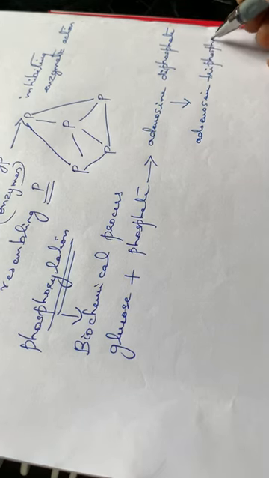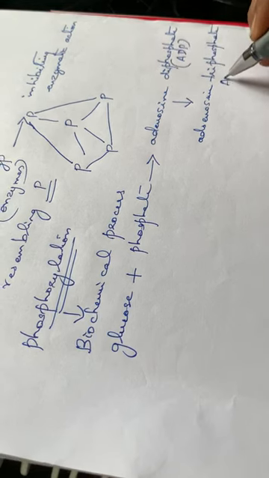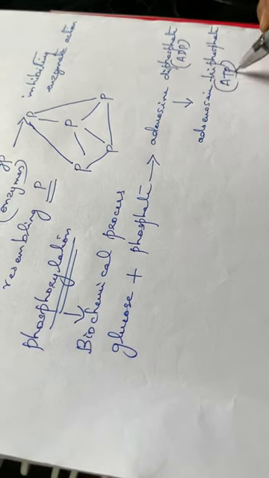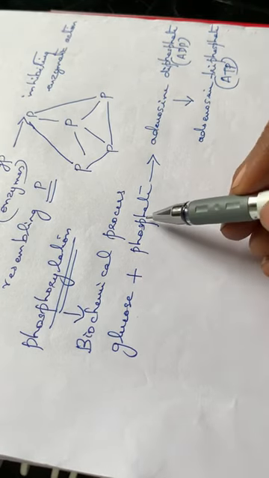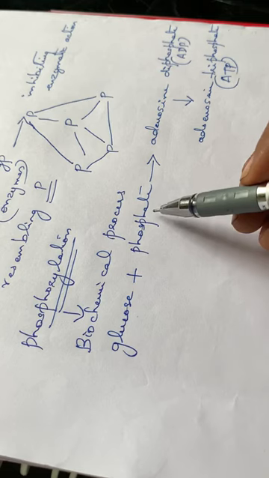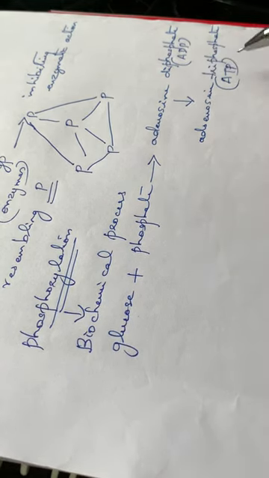Adenosine diphosphate and adenosine triphosphate, that is ADP and ATP. Have you heard of ADP and ATP? These are the molecules which give energy from our food. That means food particles, when combined with glucose and reacted with phosphate, will be converted to ADP and ATP. ATP is the energy supplier for our body, isn't it? This process is called the phosphorylation process.